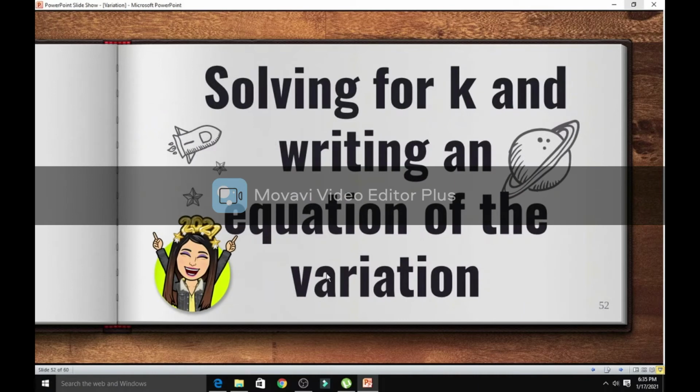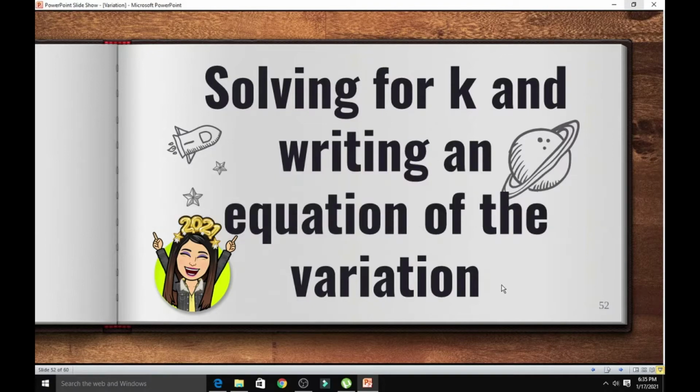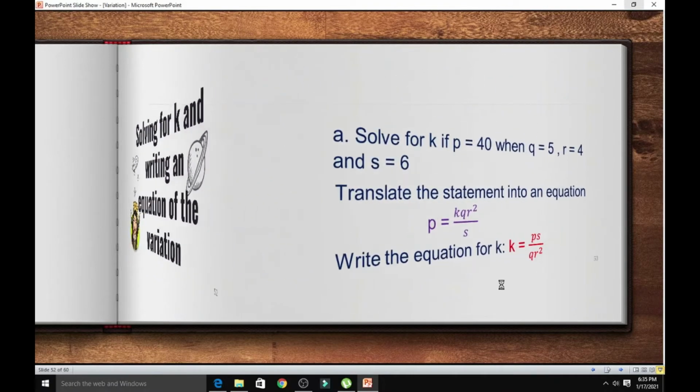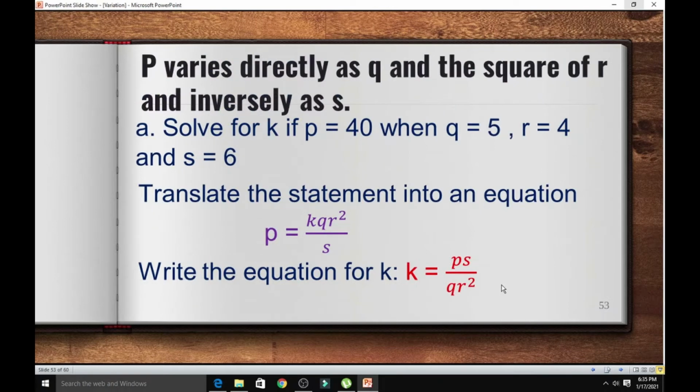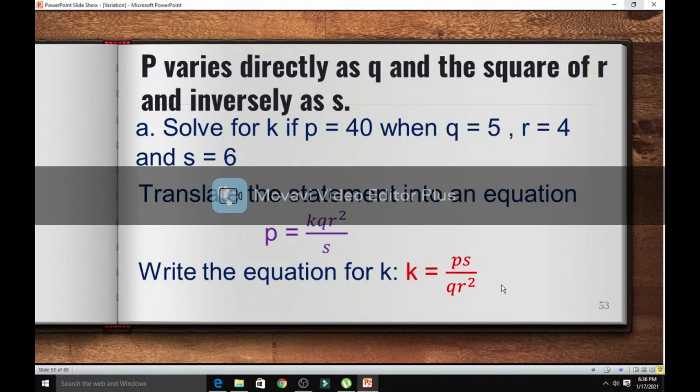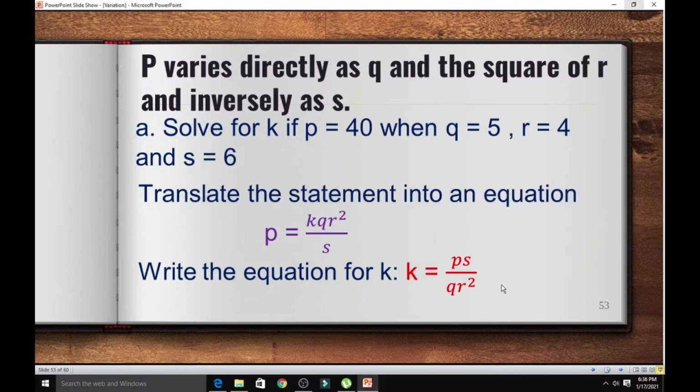So, the next one is solving for K and writing an equation of the variation. So, paano ba tayo mag-solve ng K kapag combined variation? So, I have here, P varies directly as Q and the square of R and inversely as S. So, ang una nating gagawin for letter A is to solve for K if P is equal to 40 when Q is equal to 5, R is equal to 4, and S is equal to 6. So, hahanapin natin si K. Paano natin hahanapin si K?